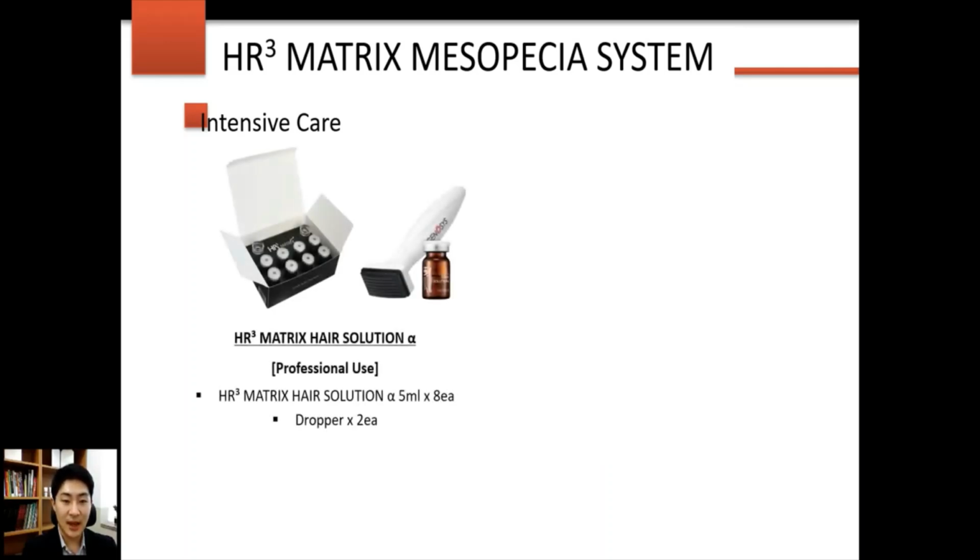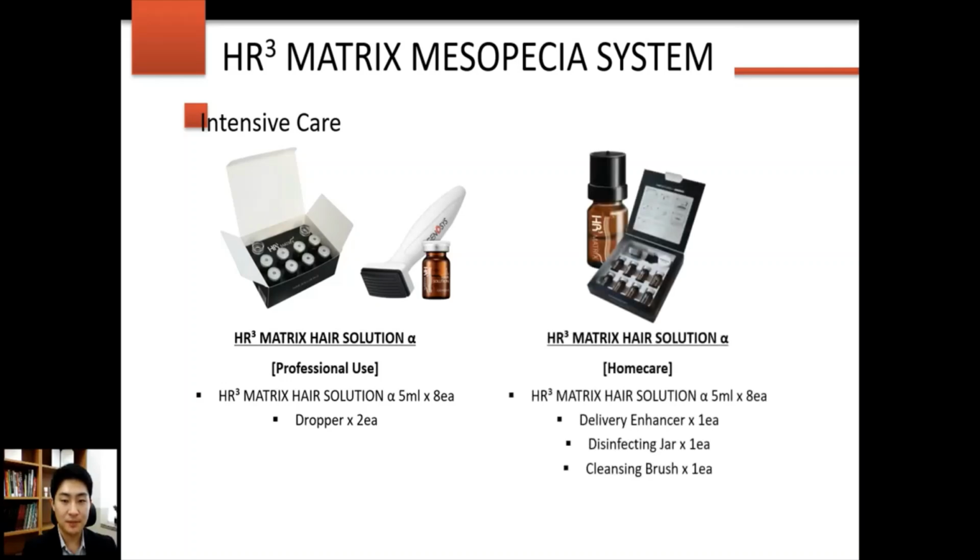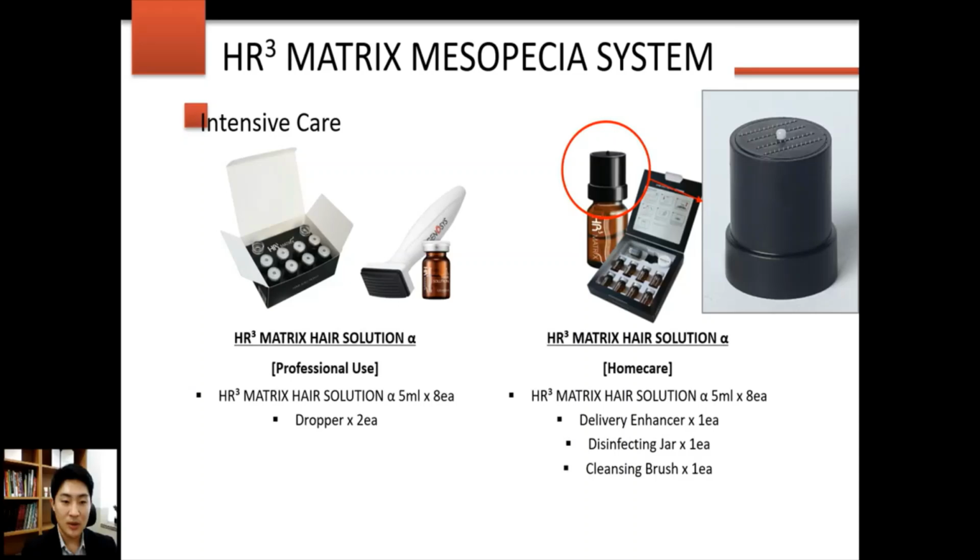Professional kit contains 8 hair solutions and 2 droppers. You can use Genosis stamp or narrow roller with the solutions. Home care kit contains 8 hair solutions and 1 special applicator which has integrated microneedles. The applicator can be installed at the entry of the vial. It is designed to make it easier for customers to conduct microneedling themselves at home. The home care kit also includes a cleansing tool for the applicator so that customers can use the product hygienically.